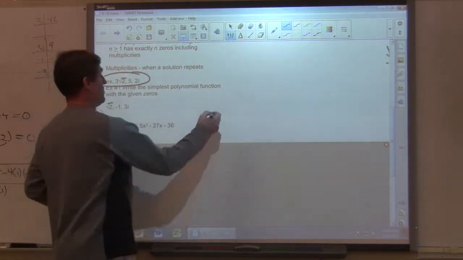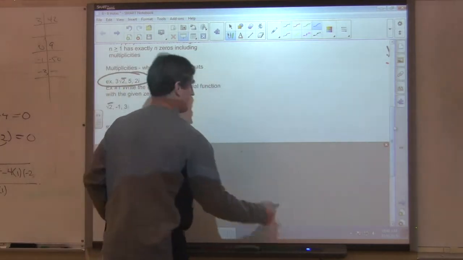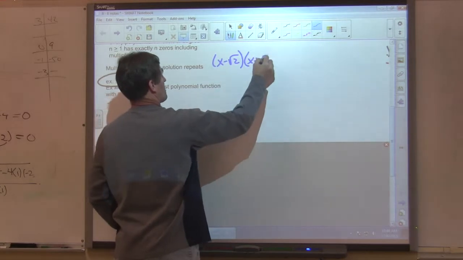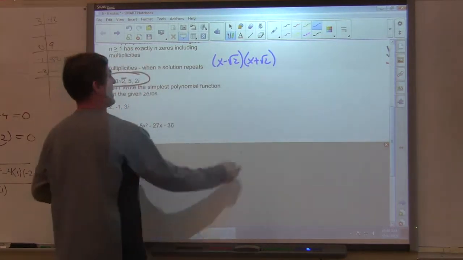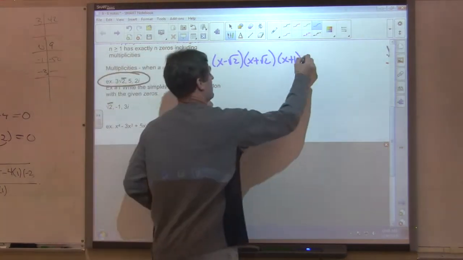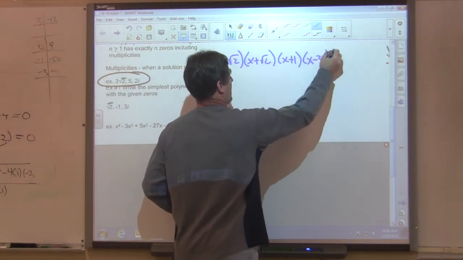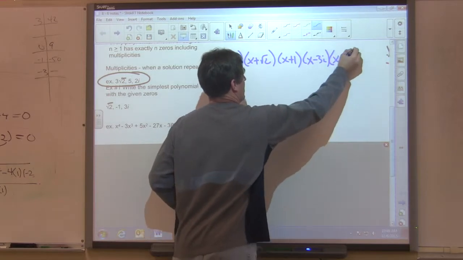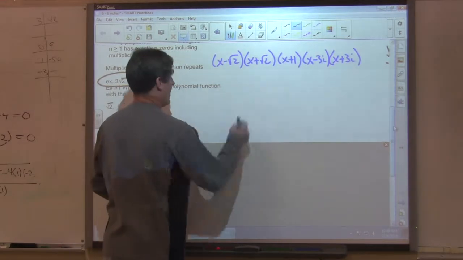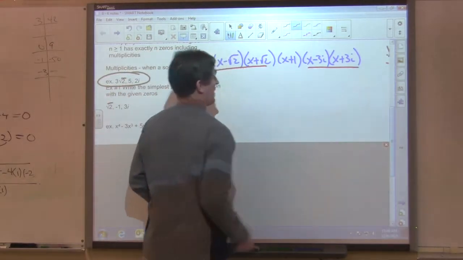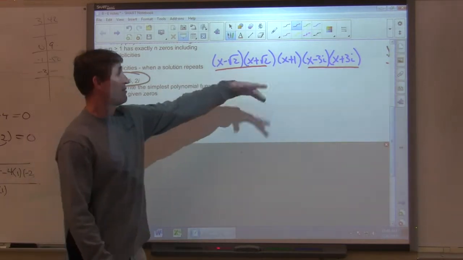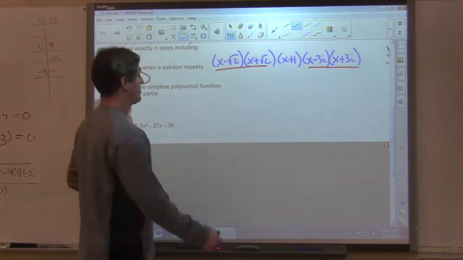So since square root of 2, we have x minus square root of 2, and we have to have its conjugate, x plus square root of 2. We have negative 1, so that would be x plus 1. And we had 3i, so that gives us x minus 3i. And again, you have to have its conjugate, x plus 3i. So now, again, you should hopefully multiply the conjugates together first. And again, you don't have to do that. It will work if you just go through it. It just gets things to cancel faster.